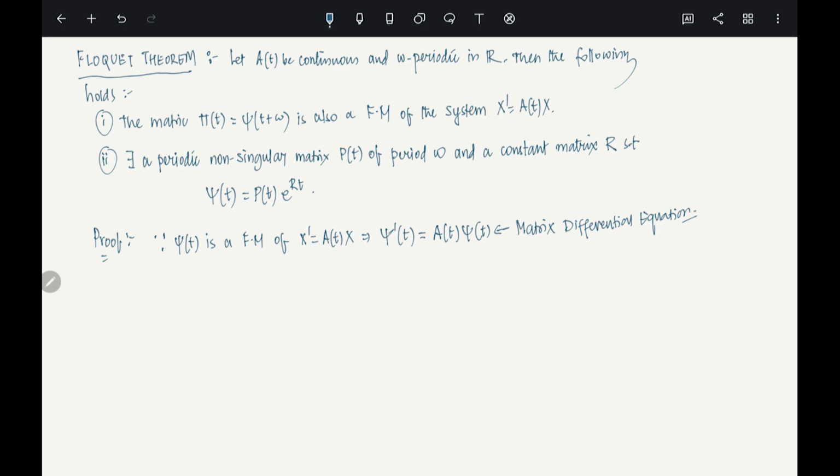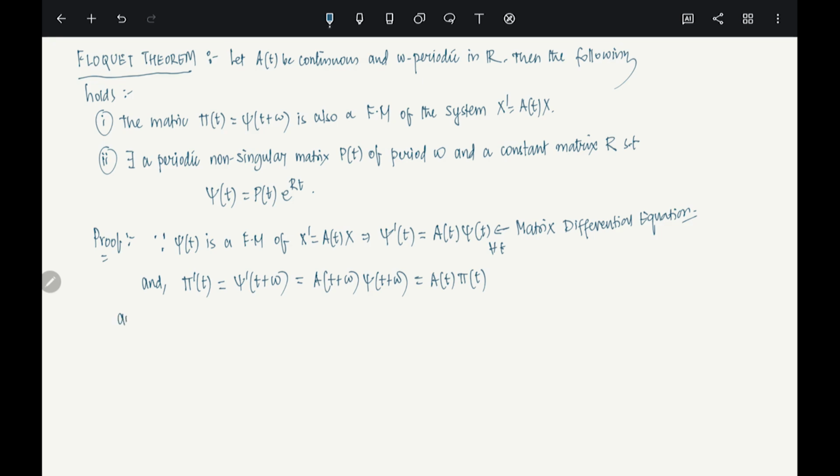Now let's look at what happens to psi prime of t, where psi of t is phi of t plus w. If phi is a fundamental matrix, then it satisfies the equation, right? So what is psi prime of t? It is nothing but phi prime of t plus w, by the chain rule, which is nothing but A(t plus w) times phi(t plus w). You see, phi is a fundamental matrix, so it satisfies the matrix differential equation for all t, so it works for t plus w also. So we just replace t by t plus w, clear? Now if A is w periodic, then A(t plus w) is nothing but A(t), and phi of t plus w is nothing but psi of t. So psi is another matrix which satisfies the homogeneous matrix differential equation.